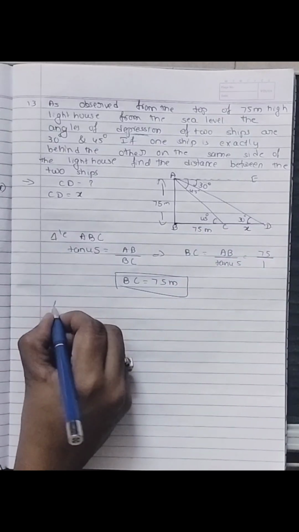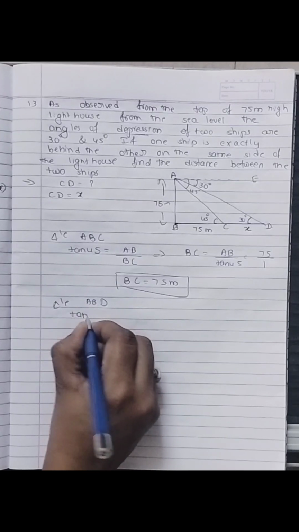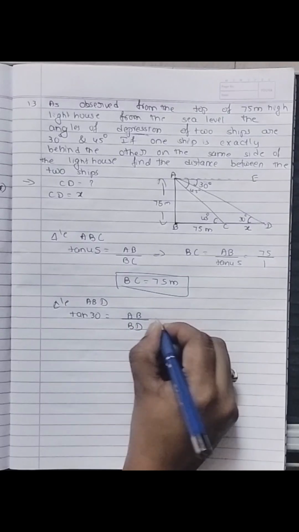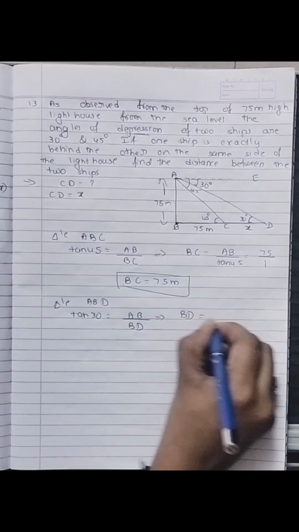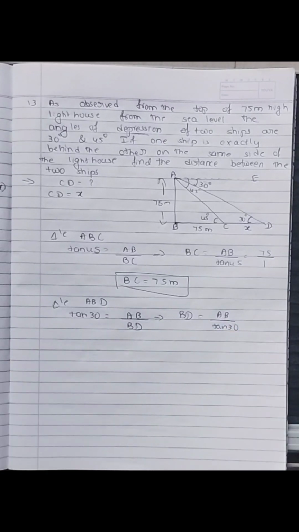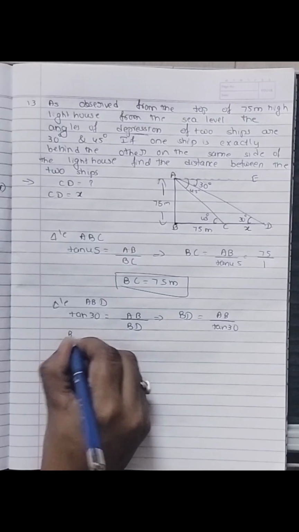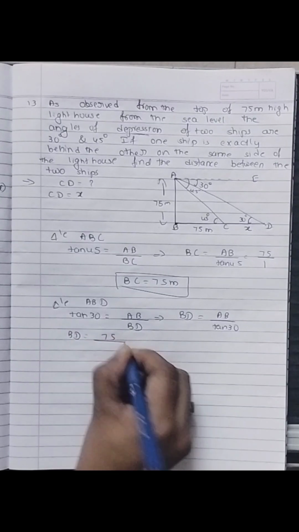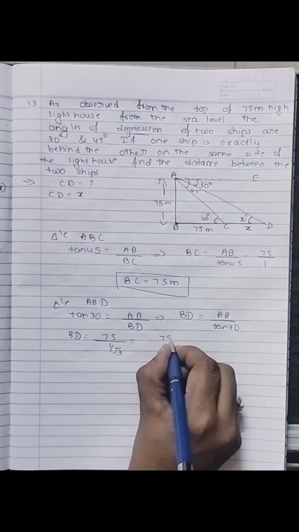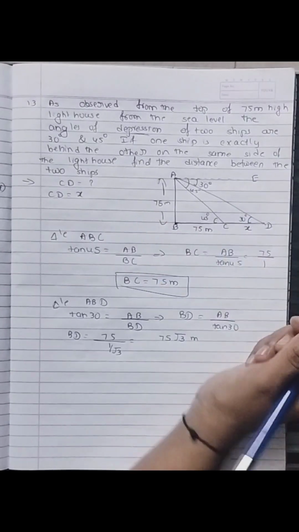So next consider triangle ABD, applying the tan function again. So tan 30 is equal to AB by BD, right? Which implies BD is equal to AB by tan 30. AB is given as 75. So BD is equal to 75 divided by tan 30. We know it is 1 by root 3, and when you simplify this, it will become 75 root 3 meter. So BD is nothing but 75 root 3 meter.